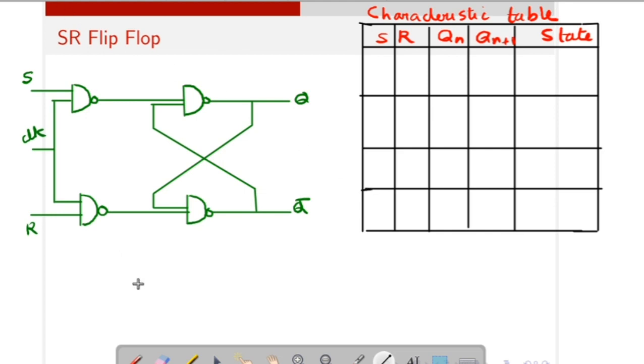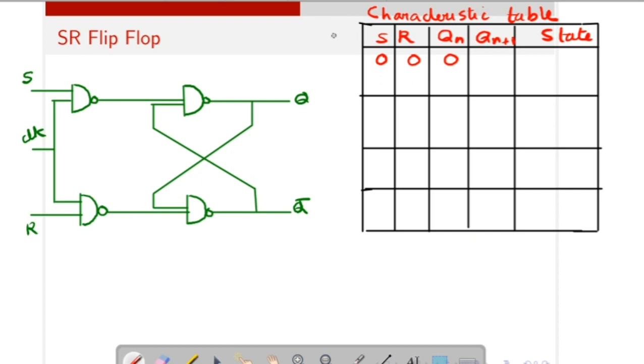First we take S equal to 0, R equal to 0 and Qn equal to 0. When the clock is equal to 0, the circuit retains the previous state. No change will occur in the circuit. That means these two NAND gates are disabled. Only when the clock is equal to 1 are these two NAND gates enabled and the circuit produces the output.